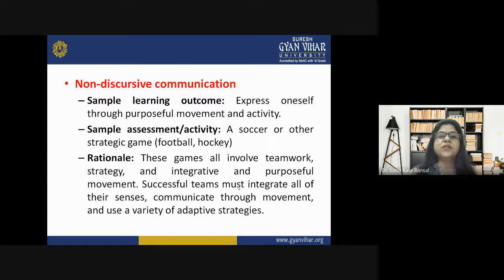So now non-discursive communication. Sample learning outcome: express oneself through purposeful movement and activity. Sample assessment activity: a soccer or other strategic game, football, hockey. Rationale: these games all involve teamwork, strategy, and integrative and purposeful movement. Successful teams must integrate all of their senses, communicate through movement, and use a variety of adaptive strategies. So, this is about non-discursive communication.